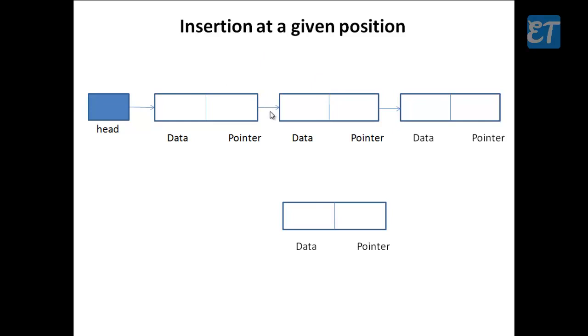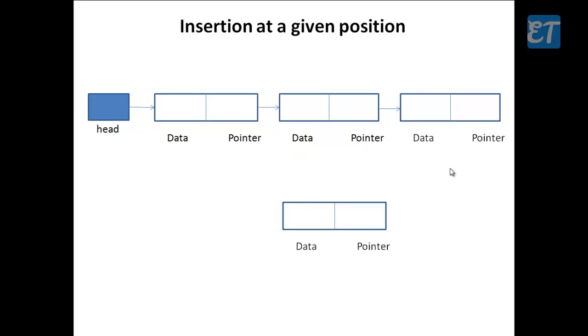First of all, I have to remove this link and then I have to copy the address of this node to this particular pointer, and from here I need to copy the address of this location to this particular part of the node. Okay, this is the concept of insertion at a given position. Now how we are going to implement it.